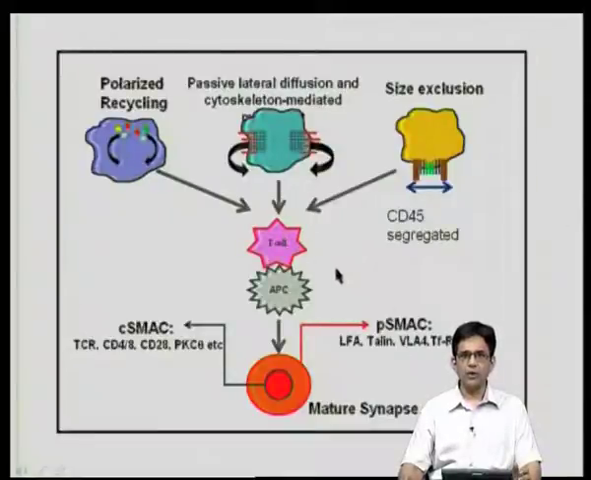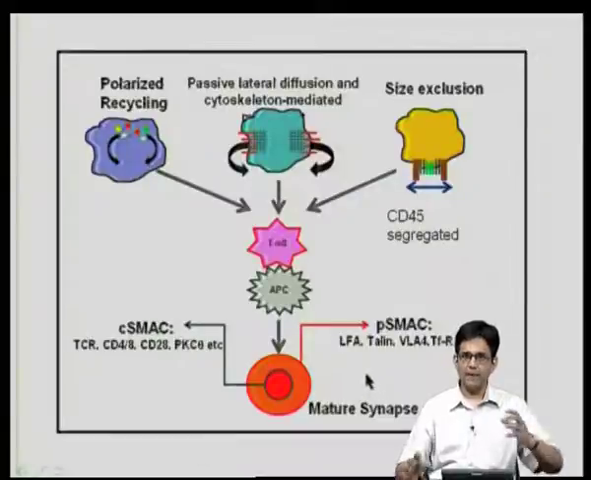Now, we had talked about this is the T cell and this is the APC, and here you can see this is what I talked about. This is the central supramolecular activation cluster, and this consists of TCR, CD4, CD8, CD28, PKC delta, which is the important PKC involved in T cell activation. So, the central part is over here, and the peripheral ones contain LFA, talin, very late antigen, the transferrin receptor, etc. So, what we are seeing is actually the mature synapse.